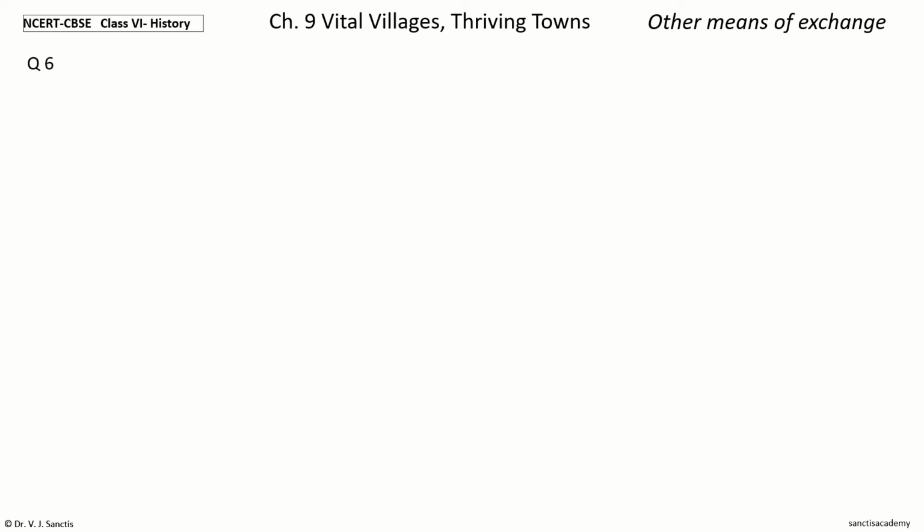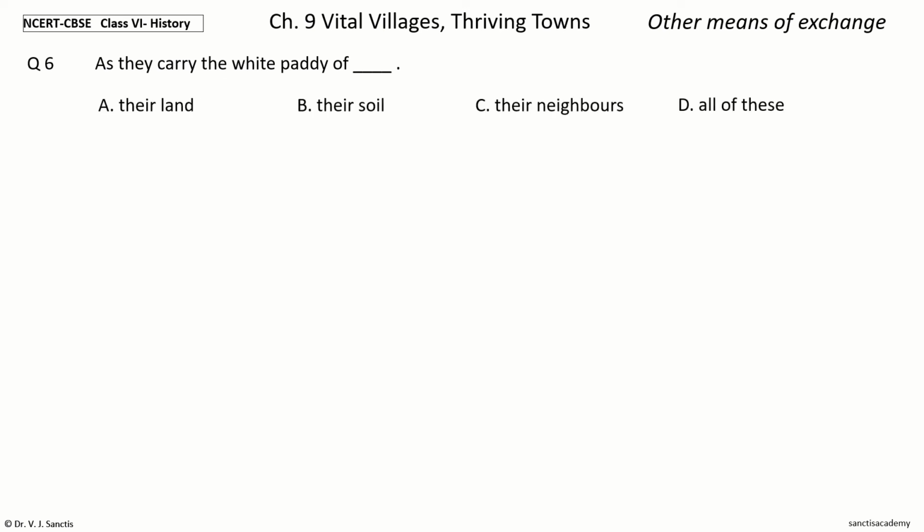Next question 6. As they carry the white paddy of dash. The options are their land, their soil, their neighbors, all of these. Your time to choose. And the answer is their land. So, as they carry the white paddy of their land.